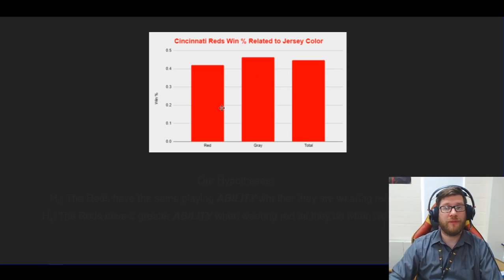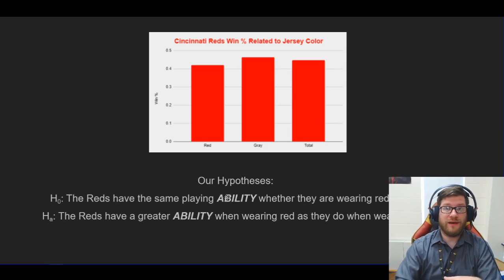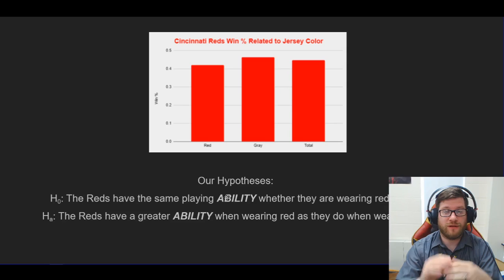So our null hypothesis, our statement where nothing would happen, would be something like this: The Reds' ability level doesn't change when they change uniforms. Their ability to play baseball stays the same regardless of whatever color clothes they're wearing. What we're checking here is whether the Reds have a greater ability, whether their ability level actually goes up when wearing gray. So essentially we're saying the number of wins that they get when they're wearing gray is not random. They have actually gotten better at playing baseball because they're wearing gray. That's what our alternative hypothesis is saying.